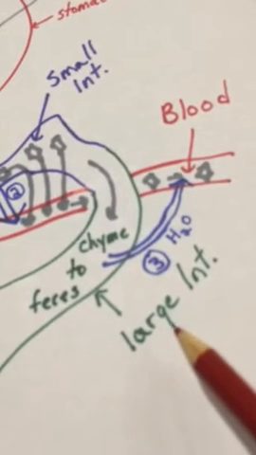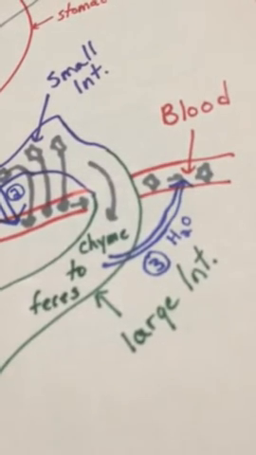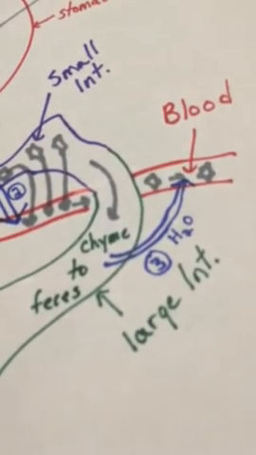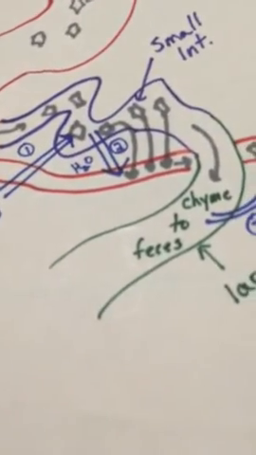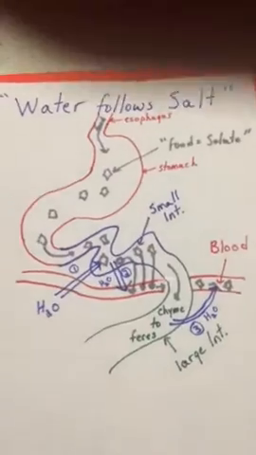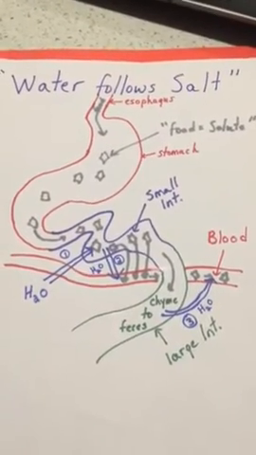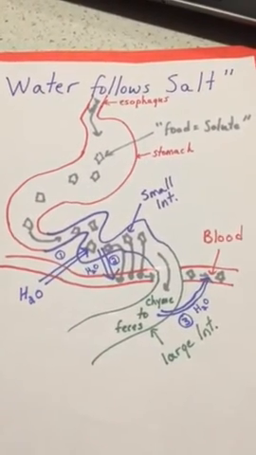And I'm emphasizing that to help us answer the questions that are at the end of the case study. Okay, so then feces are eliminated from the body. So those are the major processes that occur normally in the digestive tract.